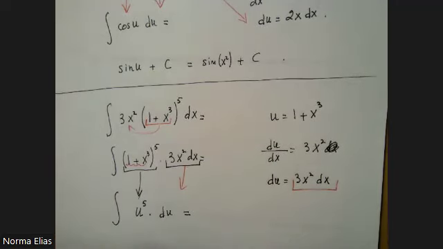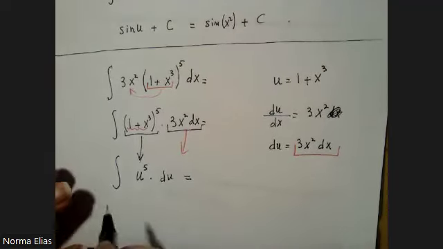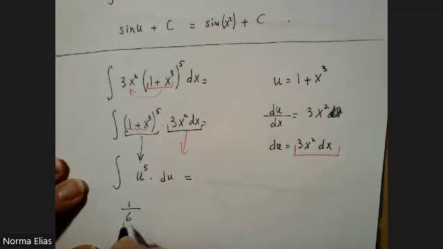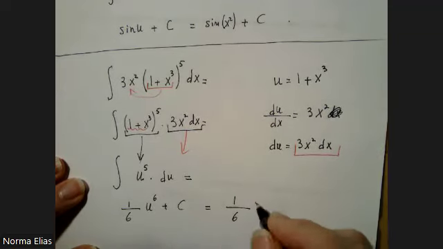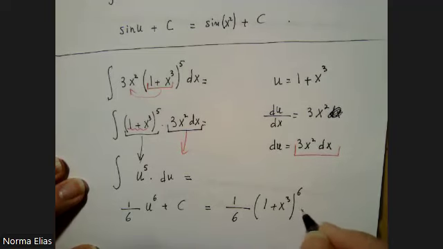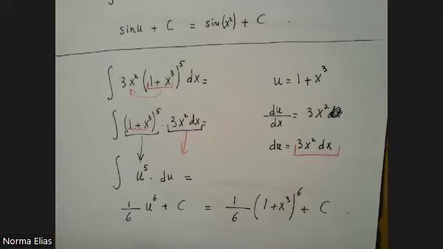Now I am practically done. I have a very easy integral in u. So that's going to be 1 over 6 u to the 6 plus c. At the end, I go back to x because x is my original variable in this problem. Okay, all right.